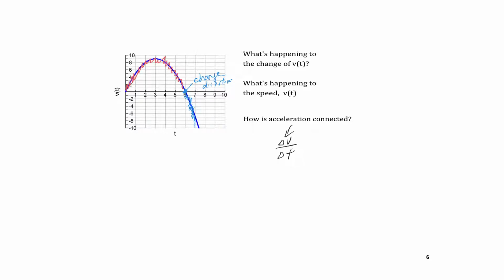Notice here, the slope is positive because the velocity is going up. So acceleration is positive. Over here in this area, the slope is negative. So acceleration is negative. And what about over here? At this moment, the slope of the velocity is at a turning point, meaning the acceleration here is going to be 0.